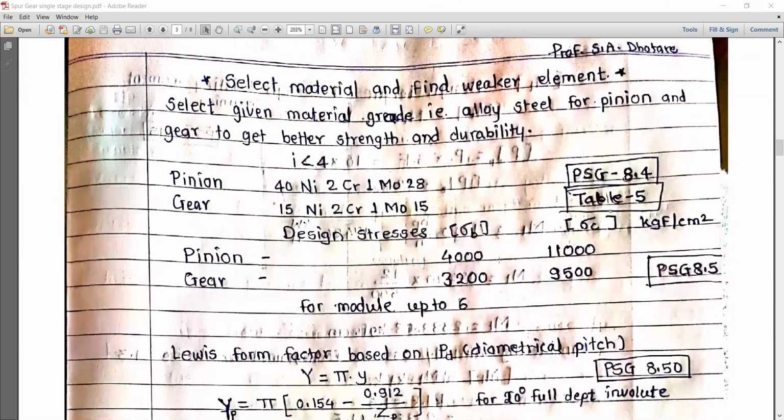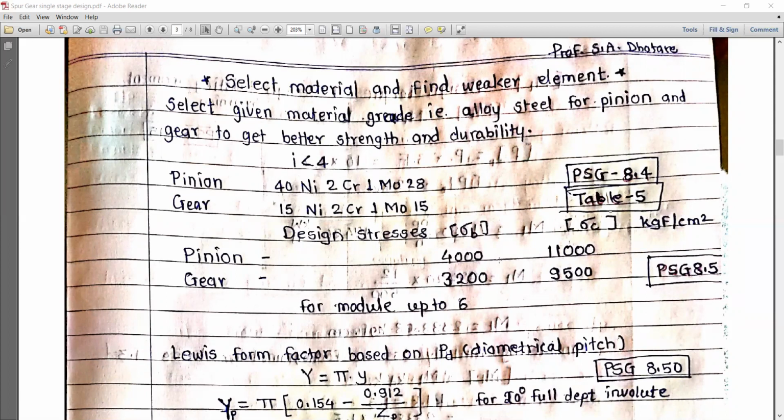Now the next step is to select the material and find out the weaker element. Now how can we select the material? As we know that the transmission ratio value of i is lesser than 4, and they have mentioned the material grade which you need to select is alloy steel for pinion and gear. Okay, because it will increase the strength and durability of the material.